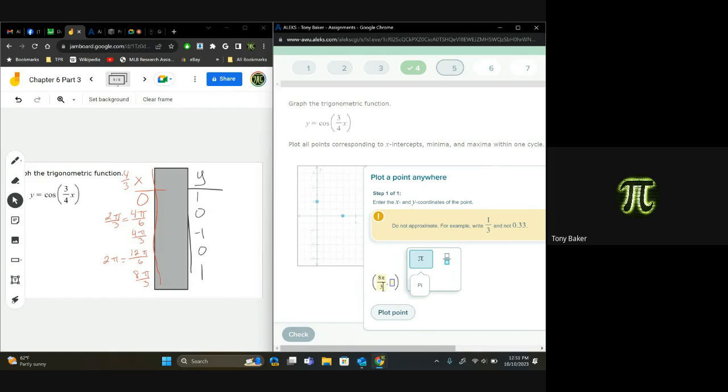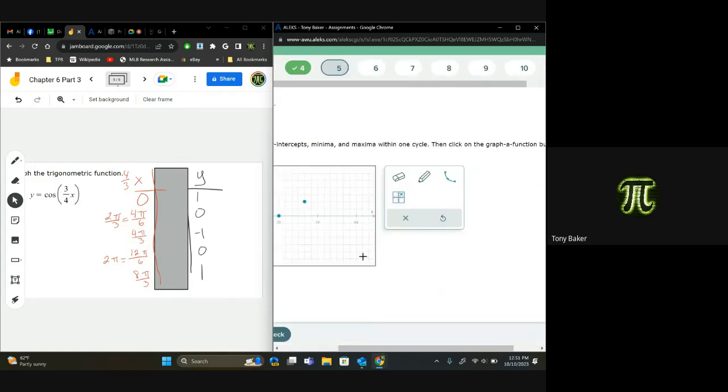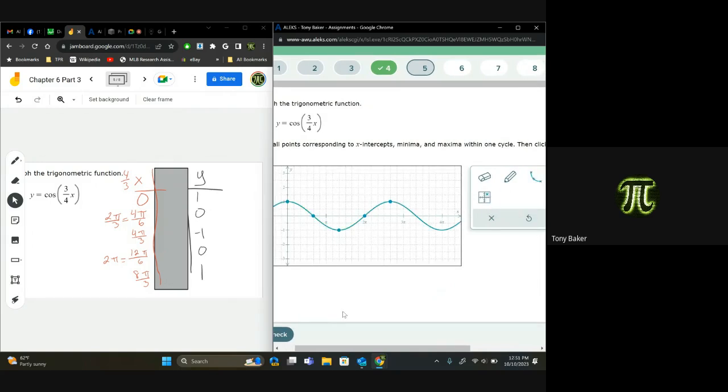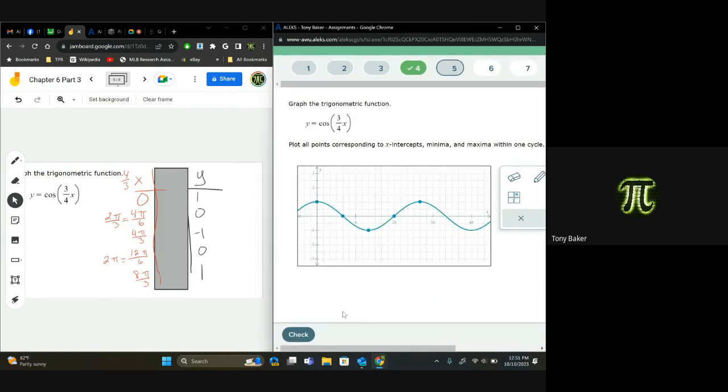I would do both things that I just did. I'll do one like that when you have two different things. We're going to do stuff like that. All right, so I plot those 5 points and I get my graph.